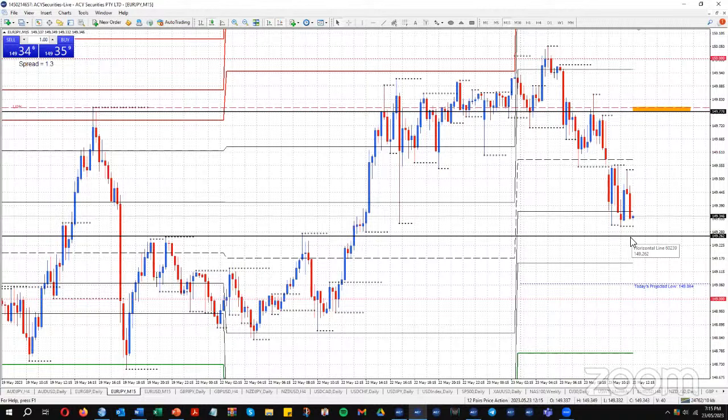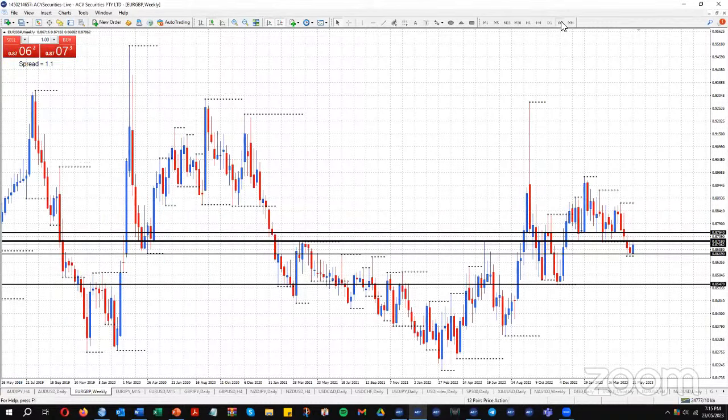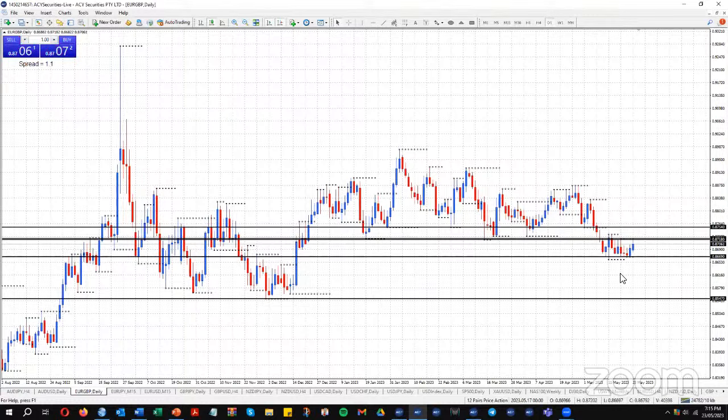If you're more to the upside bias, then you could be looking for a reversal in this area to trade back up. Euro pound, high time frame trends, for example, the weekly is down here. So the day's consolidatory. So the high time frame trend is down.